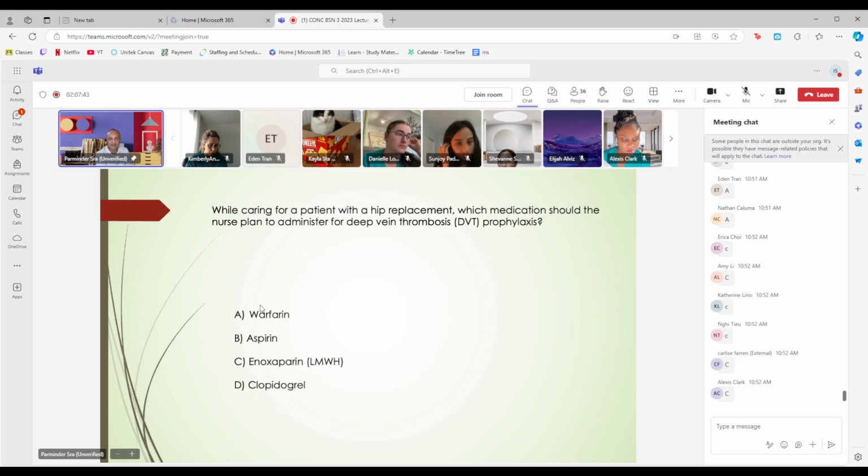Warfarin, you may see that somebody has it and you want to prevent further. That's when you see warfarin, but not in that case. Not for any immediate, because for warfarin to work, it will take about 5 days to build up in the system.